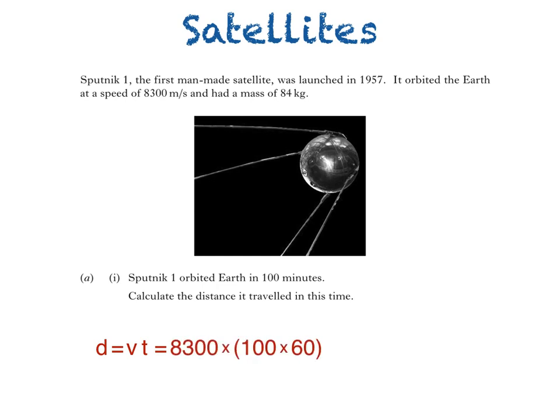That's 8,300 multiplied by 100 times 60, which is 49,800,000 metres. Converting this number to scientific notation gives us 4.98 times 10 to the power of 7 metres. Now the next question is a little bit more tricky.